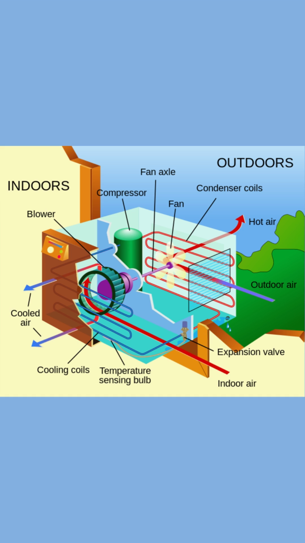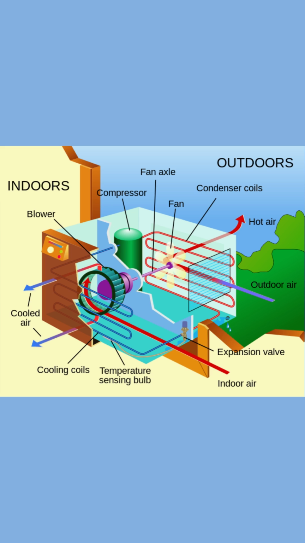Windows air conditioners, also known as window AC units, are self-contained appliances that are installed in windows or through walls to cool a single room or a specific area. Here's how they work. 1. Taking in warm air. Air intake.